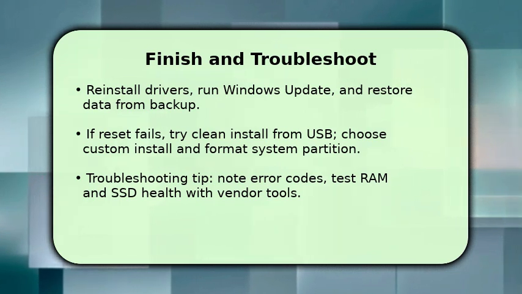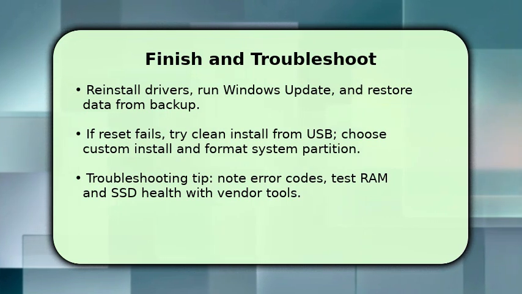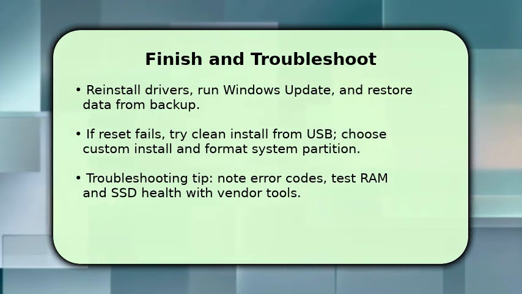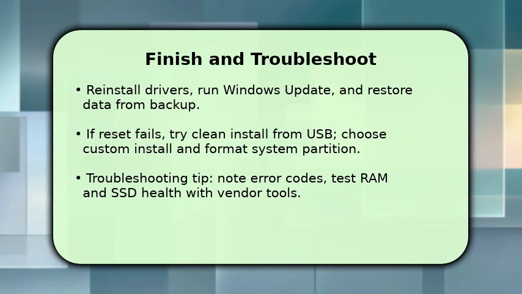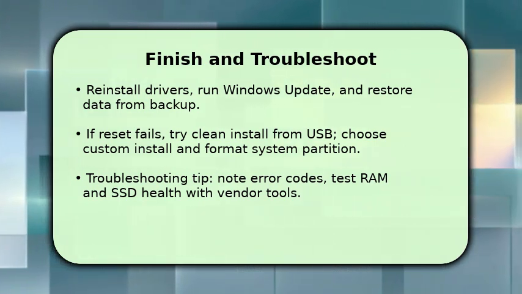If Reset this PC still fails, perform a clean install from the USB. Choose Custom Install and format the system partition to remove corrupt remnants. Make sure to re-enable BitLocker after verifying everything.